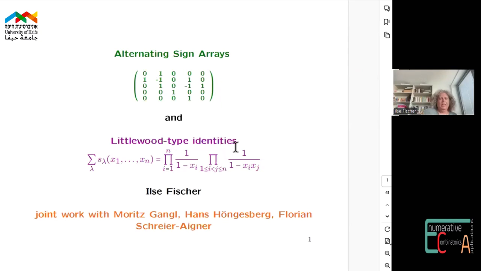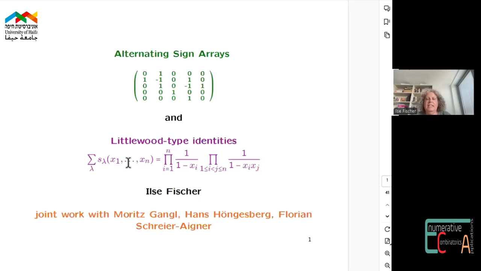Okay. Well, first of all, I want to thank the organizers for inviting me, for giving me the opportunity to present my work here. So I will talk on the one hand about alternating sign arrays, in particular about alternating sign matrices. And you can see an example of such a matrix on the first slide. And on the other hand, some Littlewood type identities, which are related to alternating sign arrays.